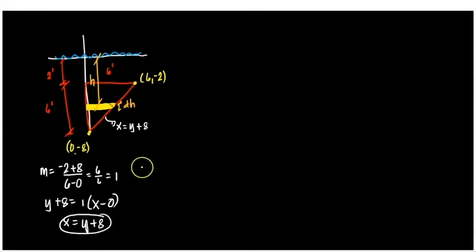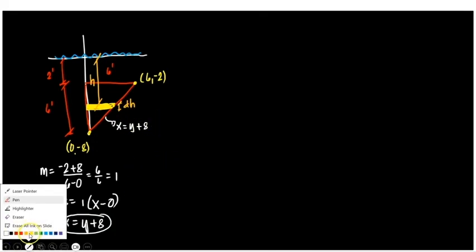We just shifted it down, actually. So y minus y1 equals slope times x minus x1. Therefore, x is equal to y plus 8 is the equation of the line, this one. X is y plus 8, or if you want, y equals x minus 8. All right, let's write the formulas.